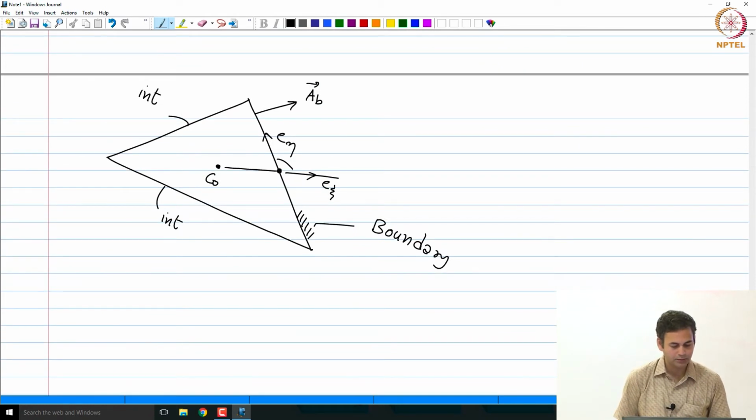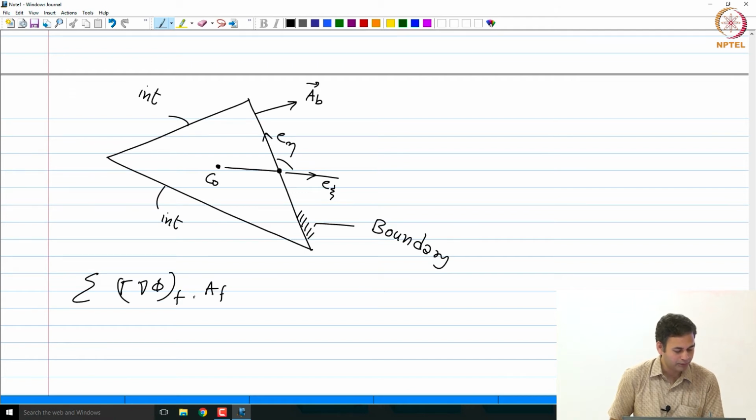All right. So, that means the discrete equation that we have can be written as sigma gamma grad phi f dot A f. This is over all the interior faces, so I would like to call it interior. Essentially I am separating the diffusion flux for the interior faces, that is, let us say this face and this face, and for the boundary face separately.